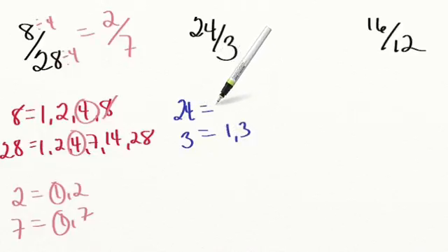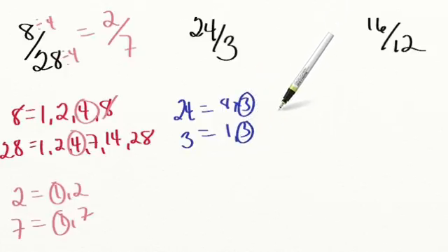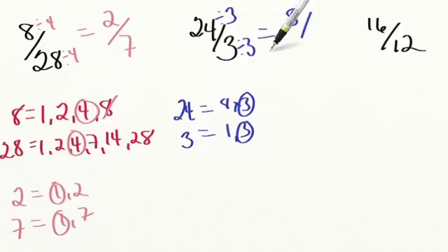3 is a factor of 24 because we can multiply 8 times 3. So our greatest common factor is going to be 3. Now we can move on to step 2. We divide our numerator and our denominator by the greatest common factor, which is 3. 24 divided by 3 equals 8. 3 divided by 3 equals 1. So the simplest form of 24/3 is 8/1, or 8 wholes.